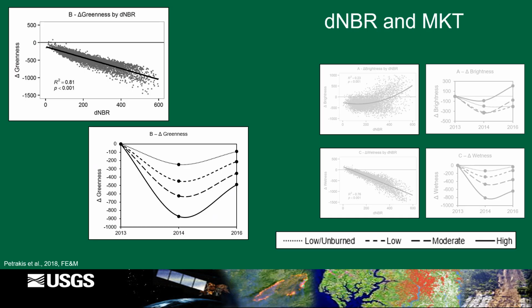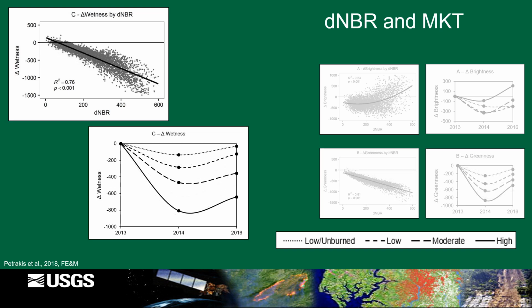When looking at the MKT metrics, so the post-fire response, we can start with greenness here. You can see a strong linear relationship between burn severity and change in greenness over time. So as burn severity increases, greenness decreases at essentially the same rate, which was expected. As fire severity increases, you see a reduction in greenness.